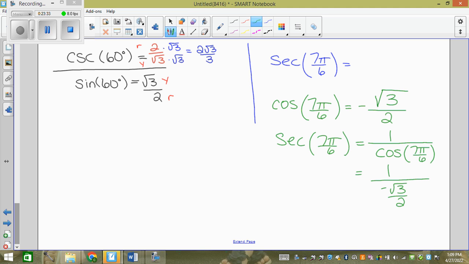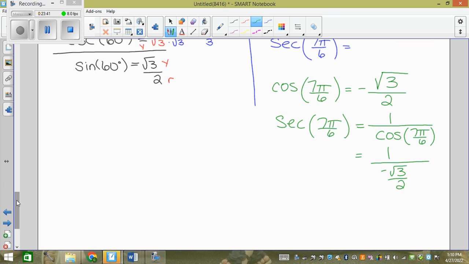Stop stacking fractions. Don't stack fractions. What should you do? Put them sideways. So you would go 1 divided by negative root 3 over 2, which is actually 1 times 2 over root 3, which is why it flips. You see that? It just flips it.